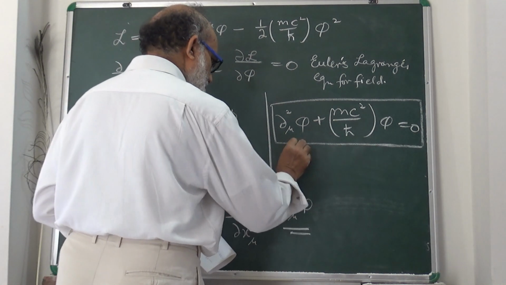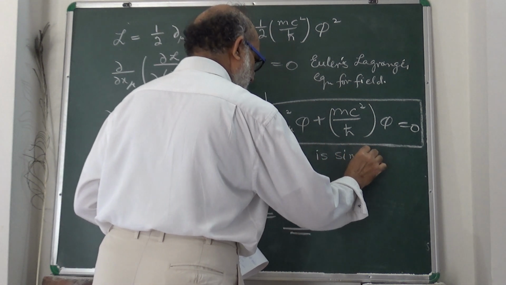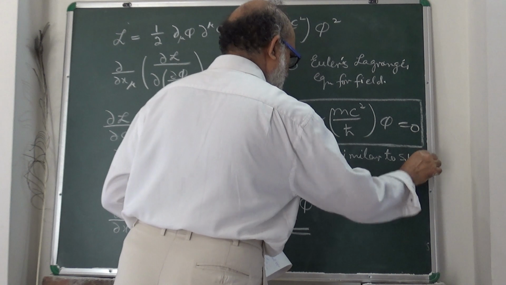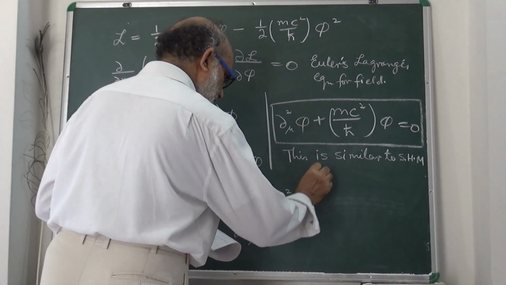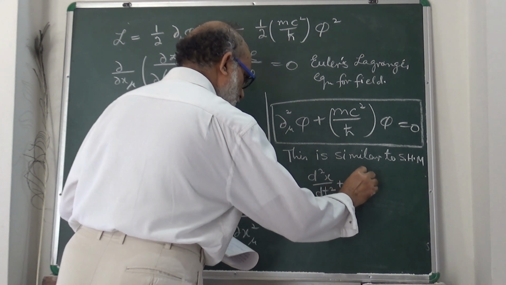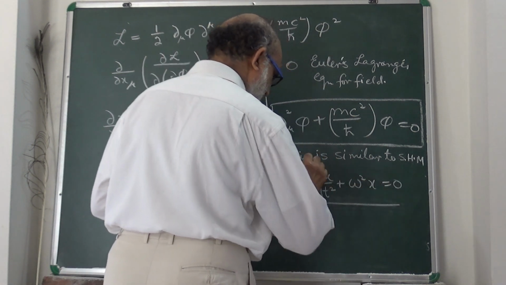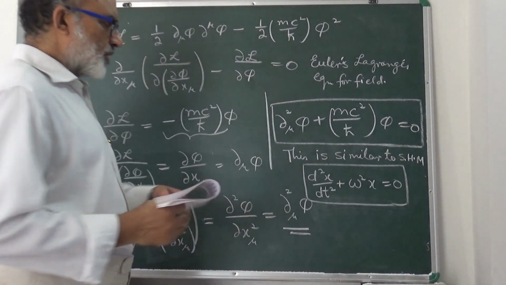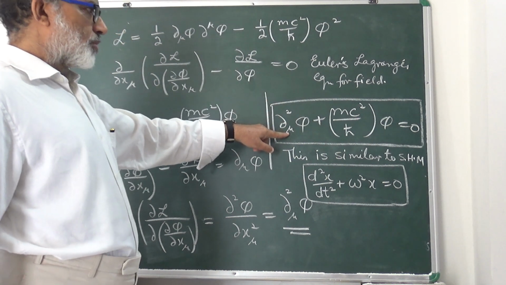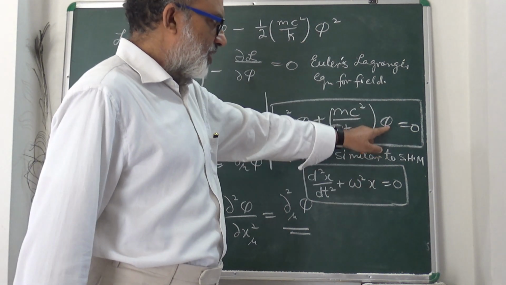This is similar to simple harmonic motion: d square x by dt square plus omega square x equals zero, where x is the position which varies with time. Here, the field varies with both space and time, so it includes both space and time. And this is omega square here, and this is the field.